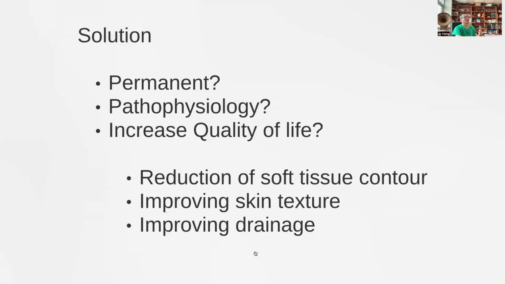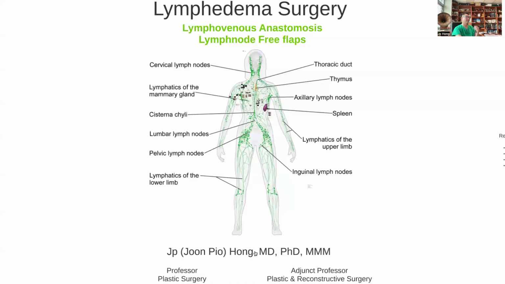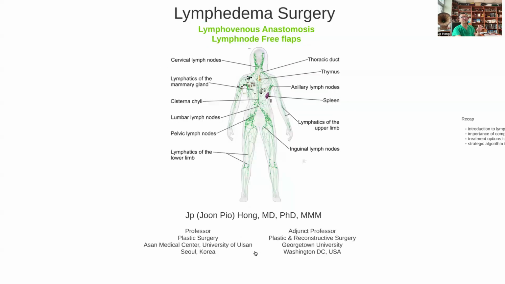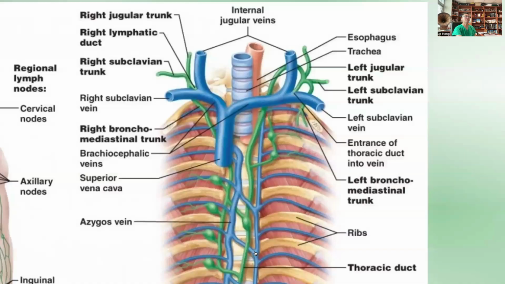So how can we achieve a more permanent or long-lasting result and recover the physiology? Again, that's where the concept of physiological surgery comes in, which is lymphovenous anastomosis, which we talked about briefly, connecting the lymphatics to the vein or connecting the lymph node to the vein as well. So these are very typical lymphatic surgery procedures.